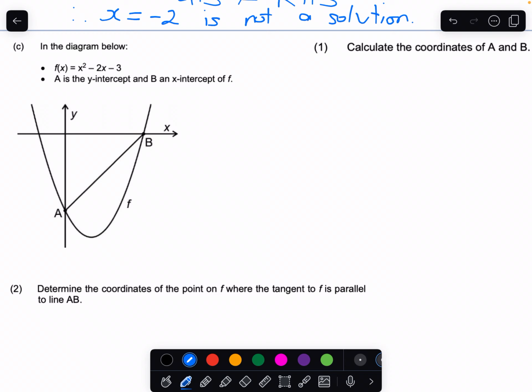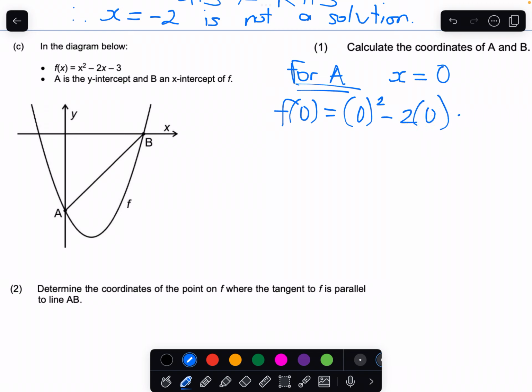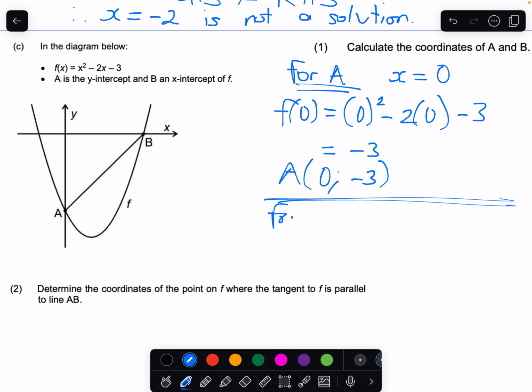Okay, so the y coordinate we get by making x equal to 0. So f of 0 is equal to 0 squared minus 2 times 0 minus 3. Right, so the coordinates of A will be 0 and minus 3. And then for B, we make our y equal to 0.